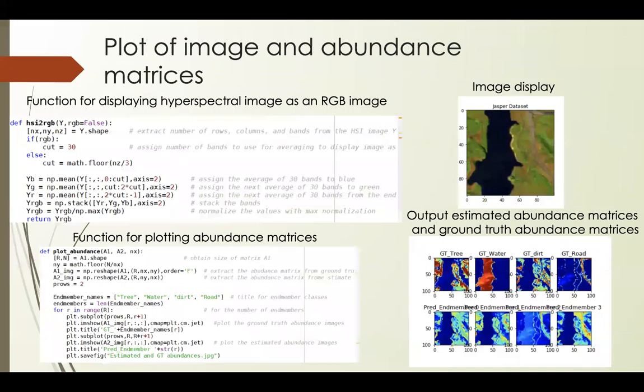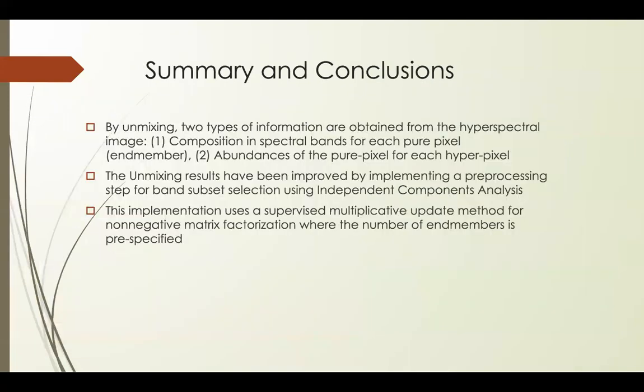Here are plots of the image and abundance matrices. Here you have a display of the resulting processed image, and you also have the output estimated abundance matrices juxtaposed with the ground truth abundance matrices. And you also have the functions used to display the hyperspectral image as an RGB image and to plot the abundance matrices. So, summary and conclusions for this project.